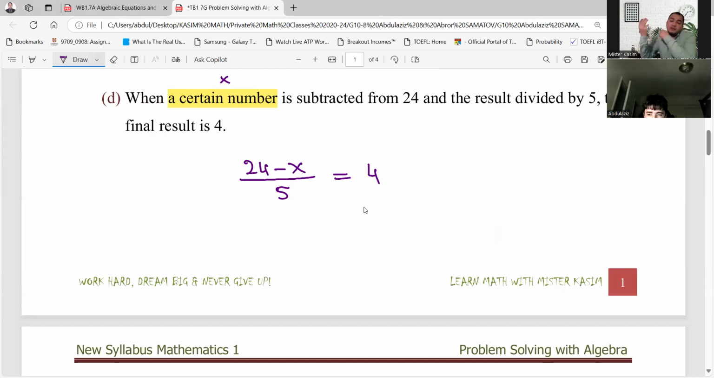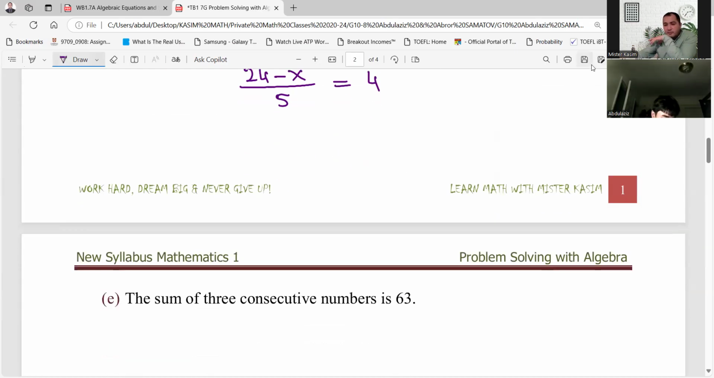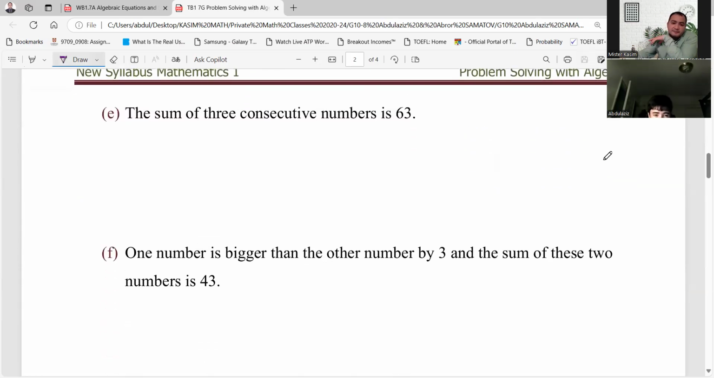To understand well, you need to have a rich vocabulary. You should understand what it means when a number is subtracted from another number, or A is subtracted from B, B is subtracted from A, A is doubled, A is tripled, A is halved. These are all vocabulary in math. Okay, E.